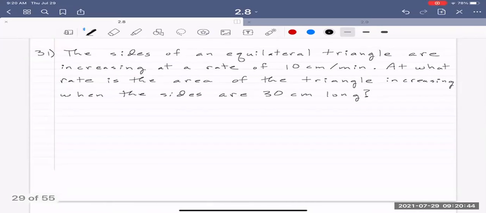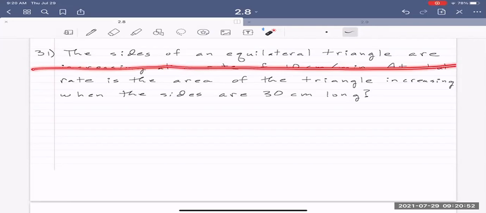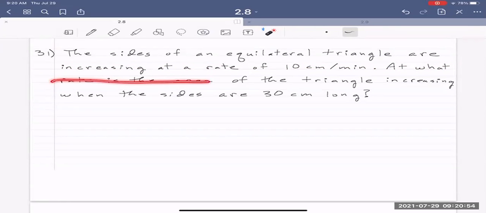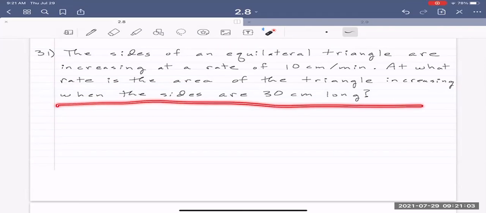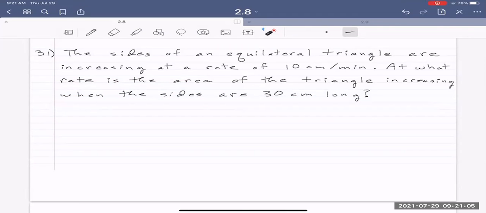Let me do problem number 31. The sides of an equilateral triangle are increasing at a rate of 10 centimeters per minute. At what rate is the area of the triangle increasing when the sides are 30 centimeters long?